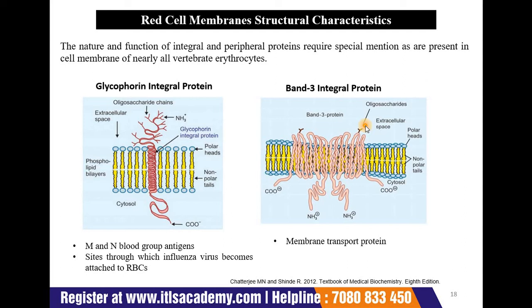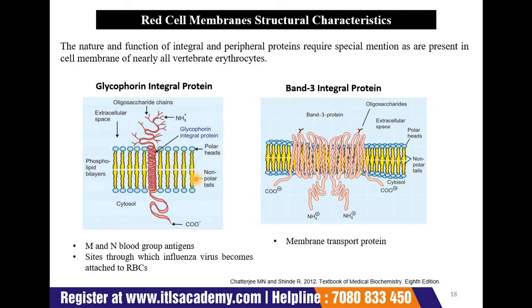So glycophorin integral protein, if you look at the structure here, has an N terminal and a C terminal on the opposite sides. These are basically glycoproteins, which contain 60% carbohydrate by weight, in which the oligosaccharides bound to glycophorin are linked to serine, threonine, and asparagine residues. The red blood cell membrane contains about 6 x 10^5 glycophorin molecules.